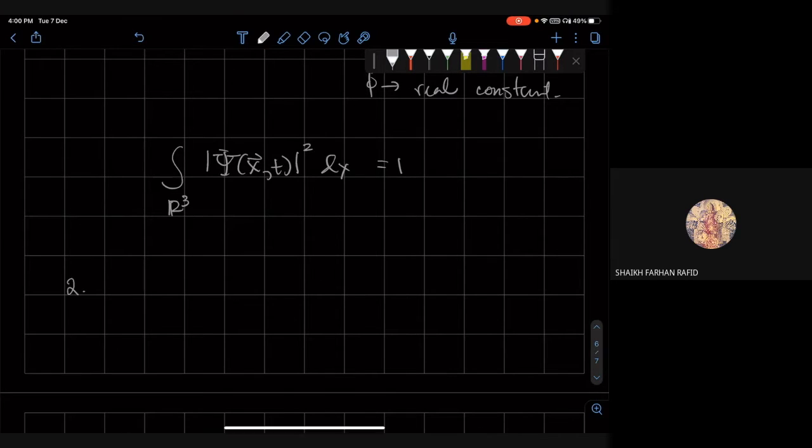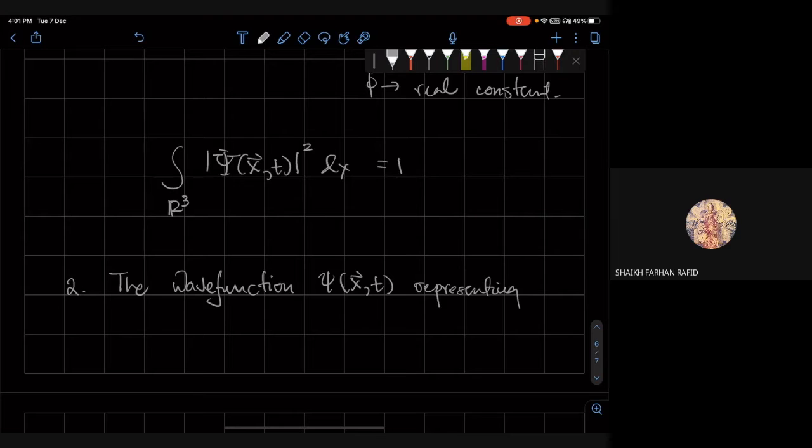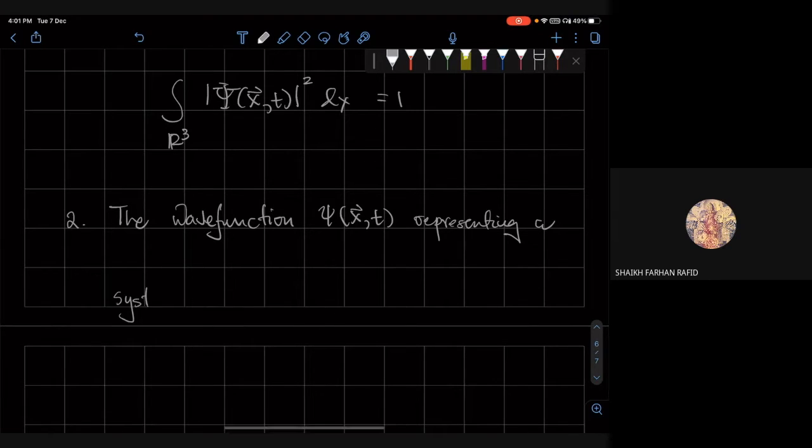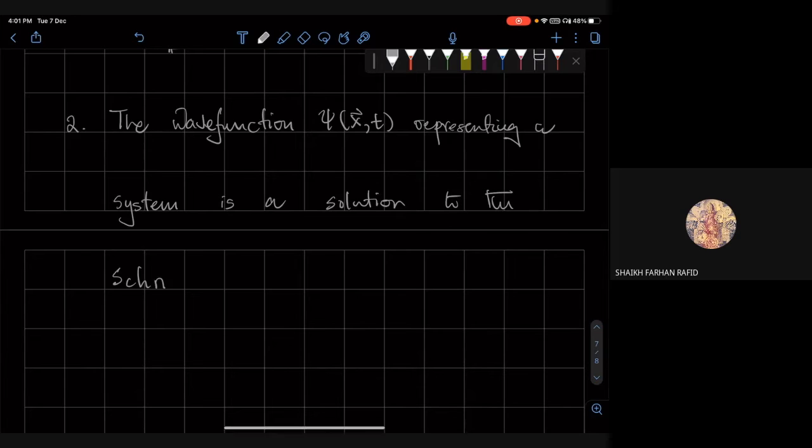And then we come to axiom number 2. So axiom number 2 is the evolution axiom. The wave function psi of x, t, representing a system with time, is a solution to the Schrodinger wave equation. Okay.